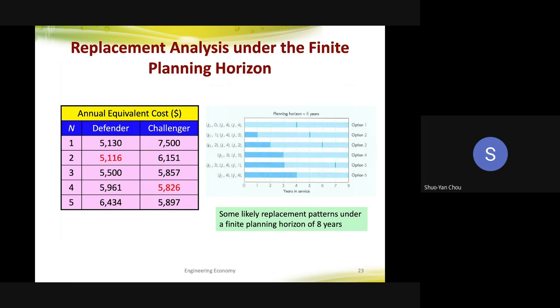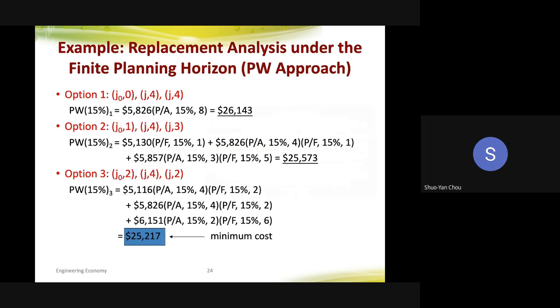Okay, and we know the defender's and challenger's annual equivalent costs, so we can come up with different combinations. For each of them, we need to compute to see what the new annual equivalent cost will be. So for option 1, we can compute. Option 2, option 3.